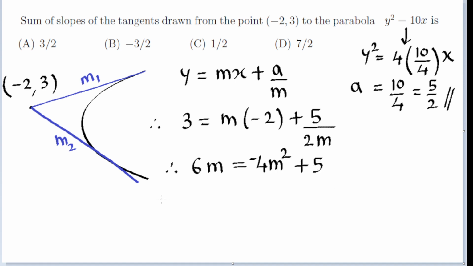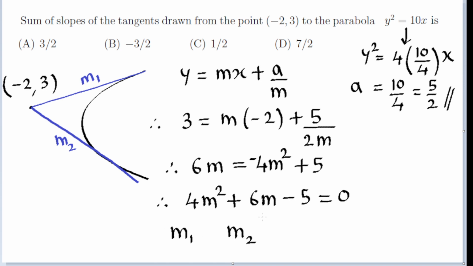Right. So bringing everything on the left, we will get 4m square plus 6m minus 5 equal to 0. So we observe that it is a quadratic equation in m, which has two roots, which are nothing but m1 and m2, that is the slopes of two tangents, and sum of roots of the quadratic equation is given by minus middle coefficient divided by the quadratic coefficient, so that is minus 6 by 4, which turns out to be minus 3 by 2. So therefore here option B is the correct answer.